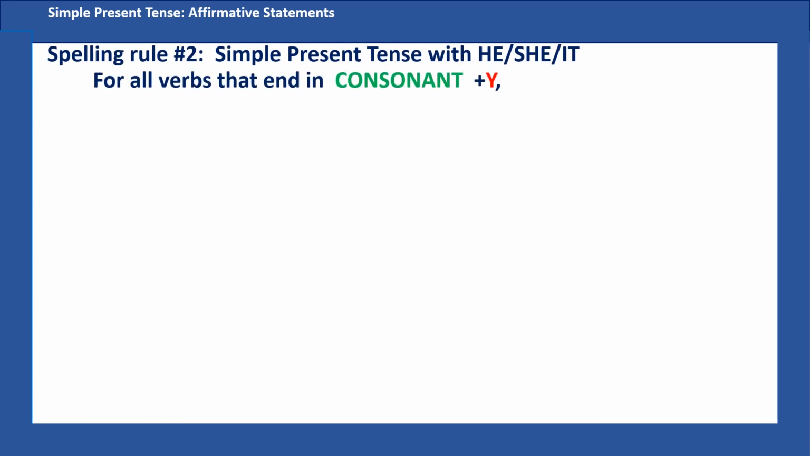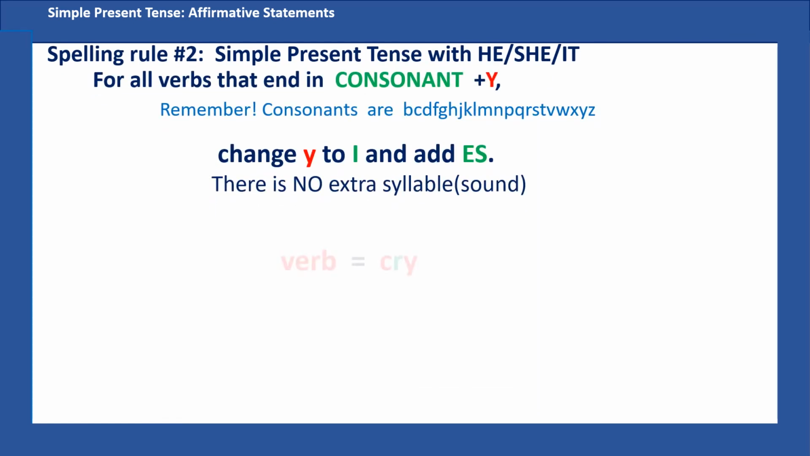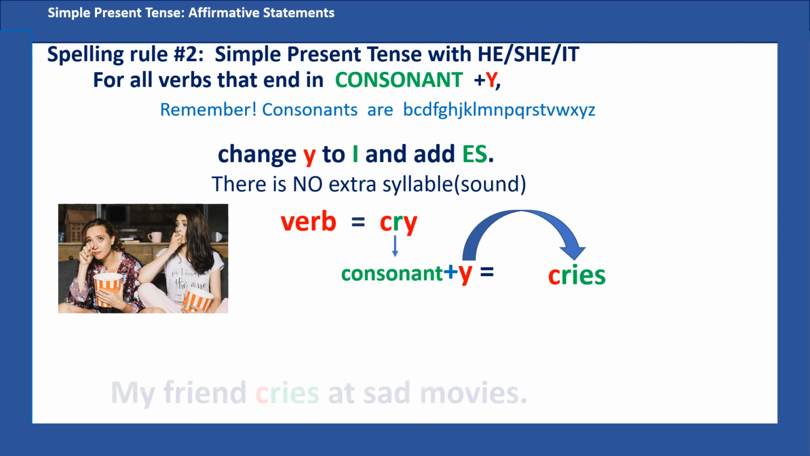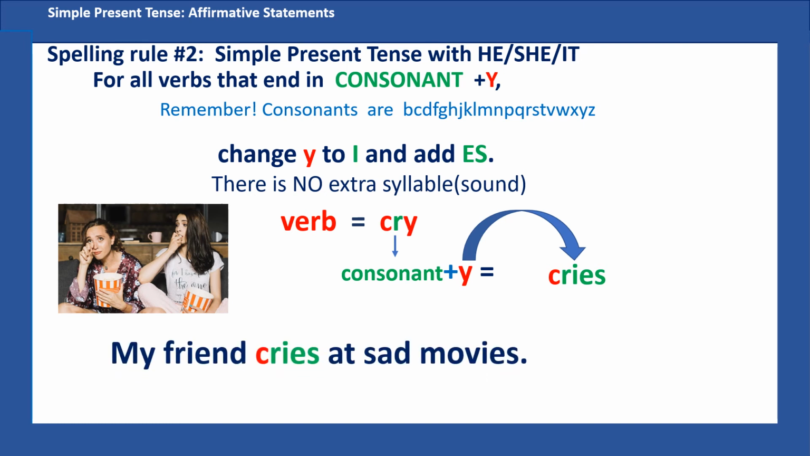Let's look at another verb with a consonant and a Y. Cry. We have consonant plus Y, so when we write it, we change the Y to I and we add ES and no extra sound. My friend cries at sad movies. But with I, we say, I cry at sad movies. So remember the two forms, the verb no S and the verb with the S.